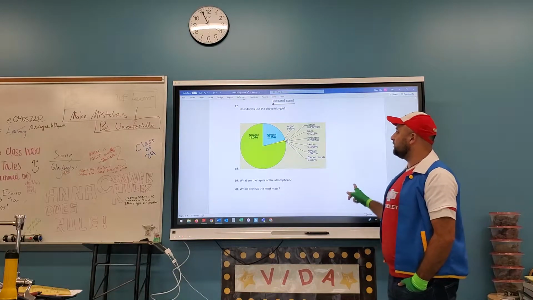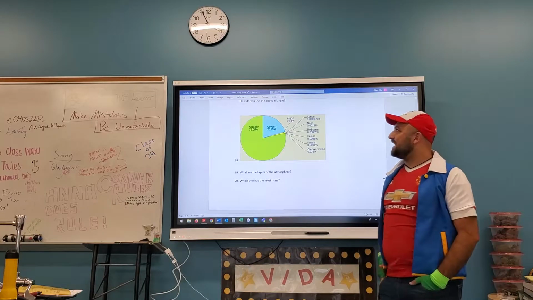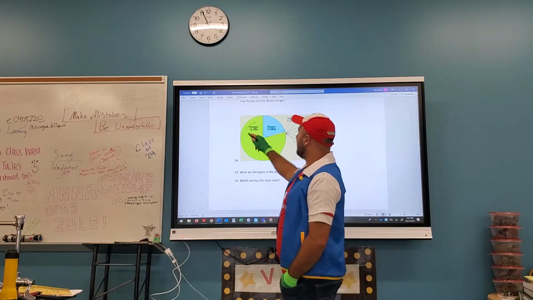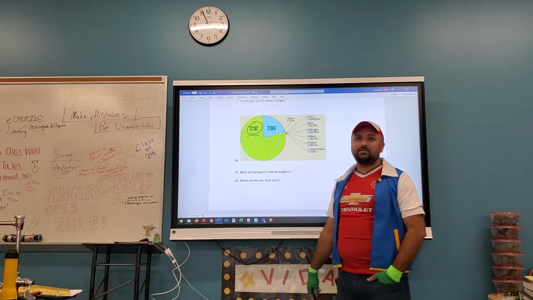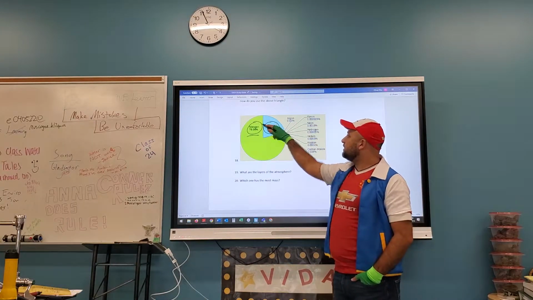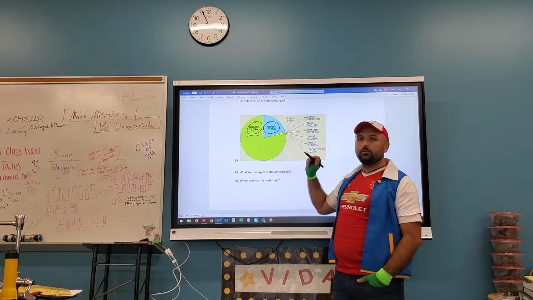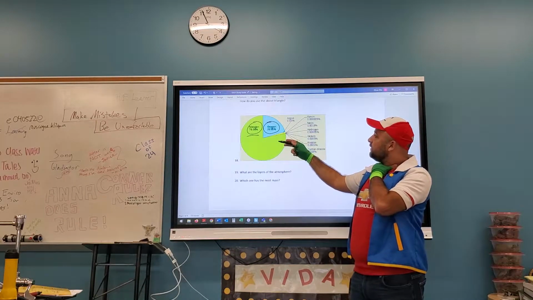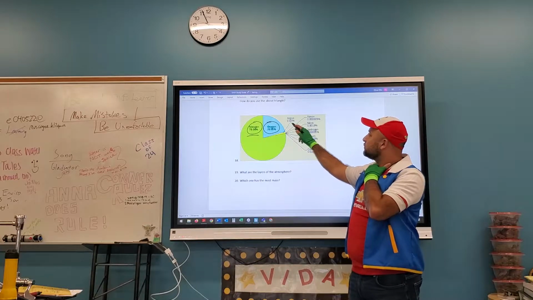Let me see. So this right here are the percents in the Earth's atmosphere. We see that the predominant gas in the Earth's atmosphere is nitrogen at about 78%. Oxygen is about 20%, 21%. And then the rest is all trace. All right, nitrogen, we have oxygen here, and then we have these trace elements.